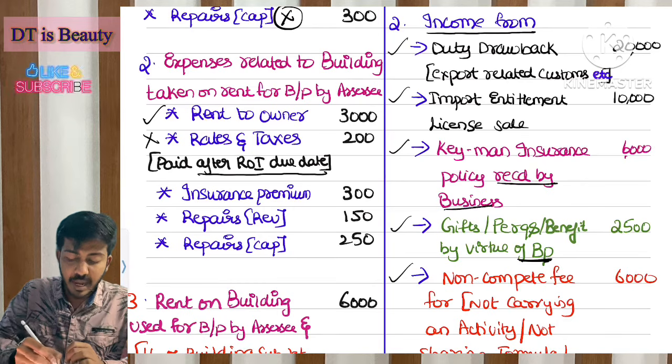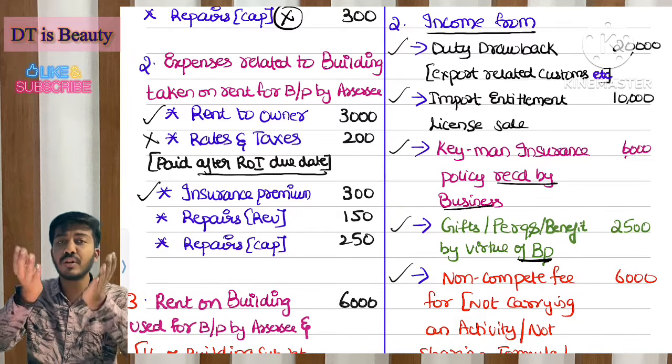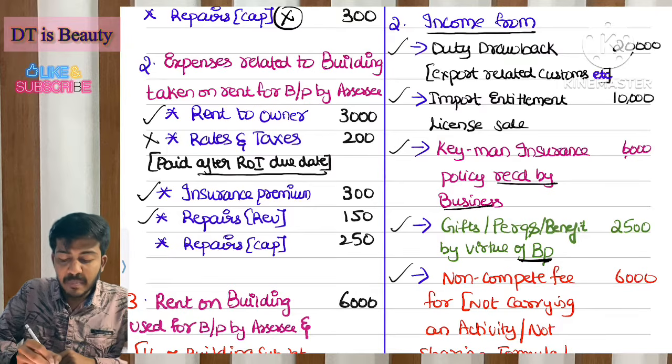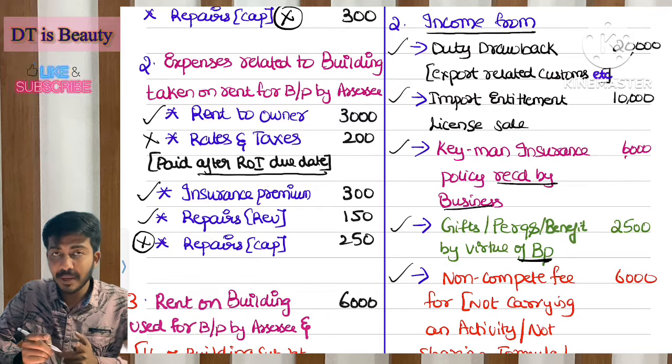Insurance premium paid. Yes, you can take. For a third person's building, you're paying insurance. Still, this building is used for your business, right? So you can take it. Repairs revenue in nature can be taken. Repairs capital in nature can never be taken. It should go for balance sheet assets, capitalization concept is applicable.